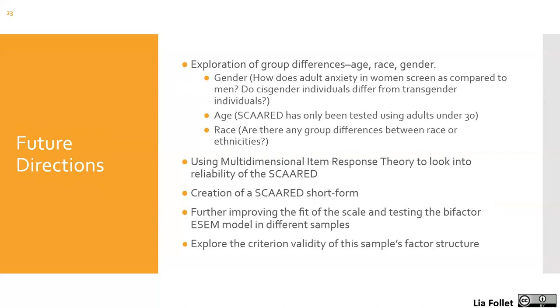Additionally, we also believe that it will be important to further explore the factor structure of the adult SCARED using more confirmatory approaches in different samples. And lastly, our data is secondary and we don't have the information to explore criterion validity. This is an incredibly important next step, especially when considering that our sample showed 5 rather than 4 subscales.